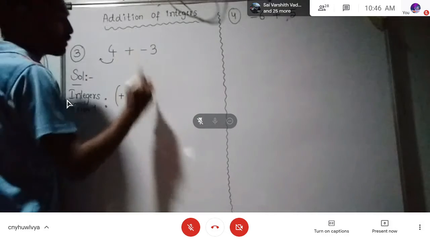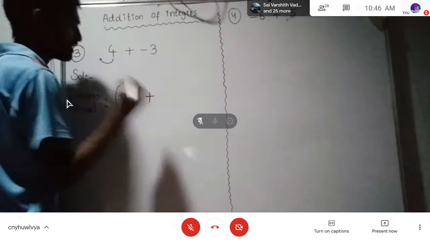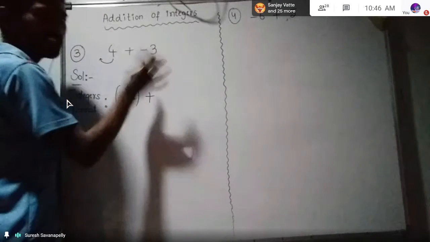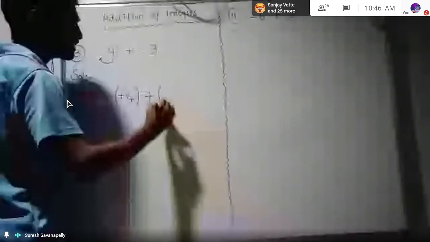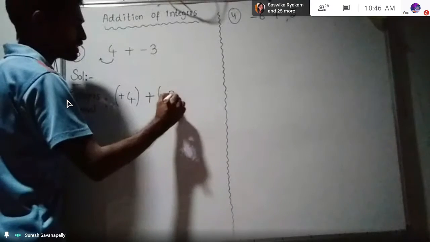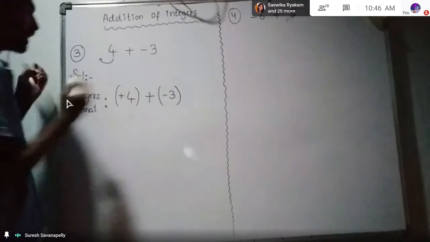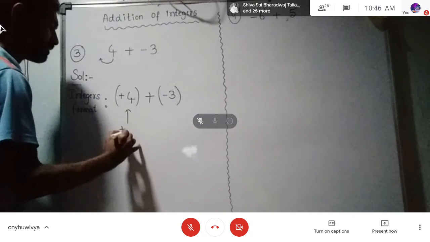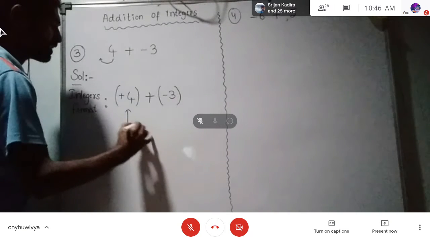Next we have plus, so write plus as it is. Next, we have minus 3. Of course it is already in the integers format, but what is missing is just a bracket. Just write minus 3. Okay, so now 4 is what kind of integer? It's a positive integer.